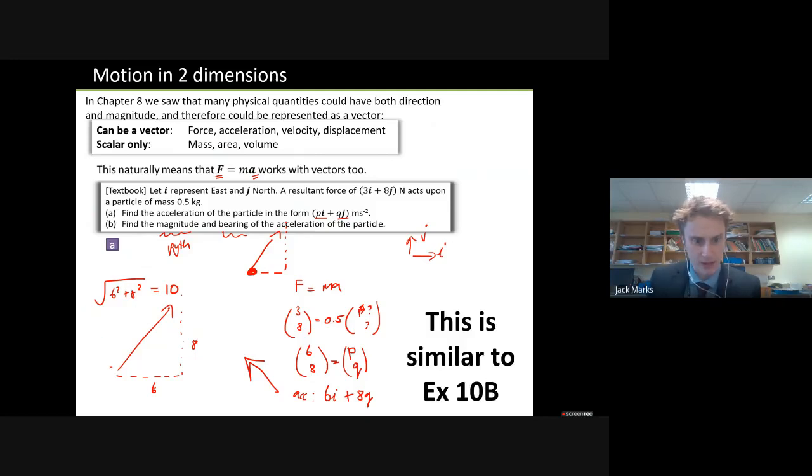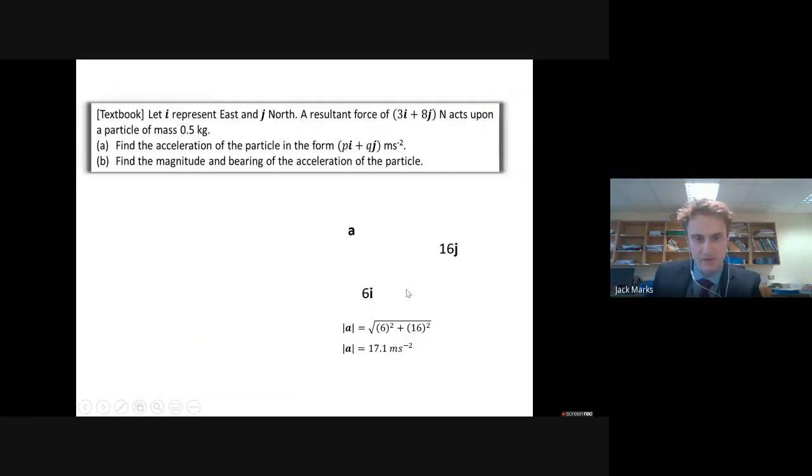And the bearing, well, you want to find this angle here. So you could use tan of theta equals opposite over adjacent, 8 over 6. Find this one here, and then remember that a bearing is actually going to be this one here. So when you find theta from arctan, remember to do 90 minus theta, which will lead you to your answer.